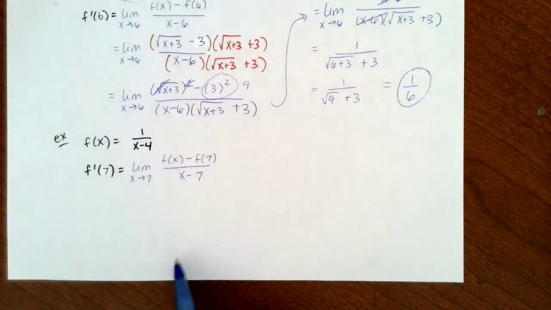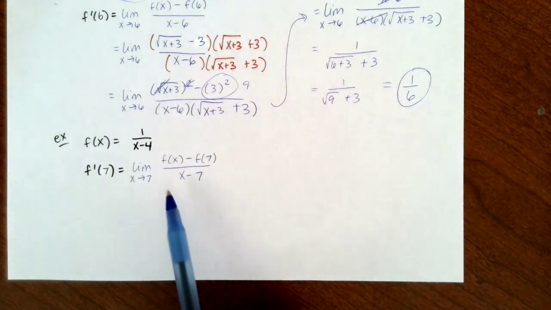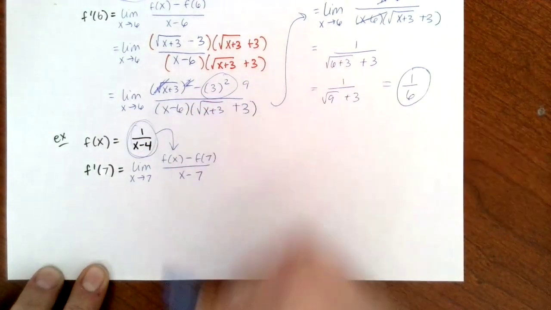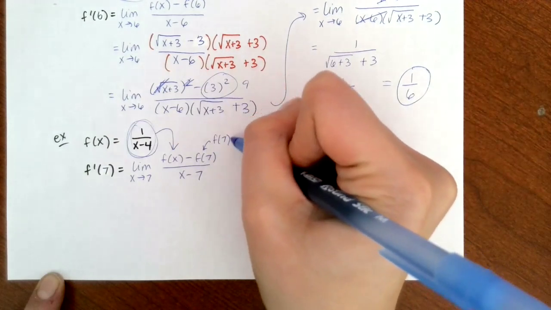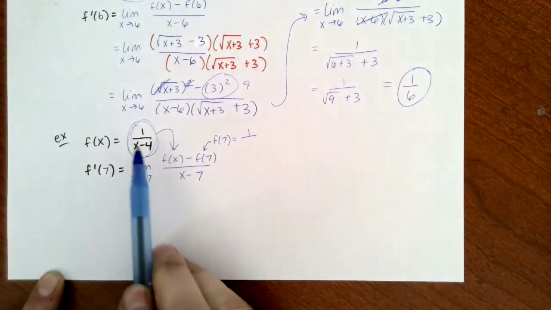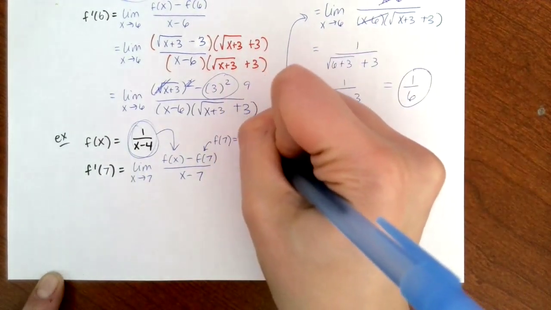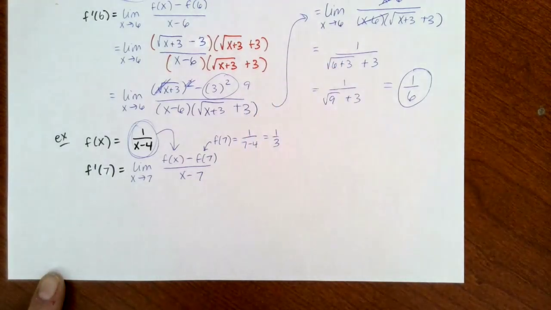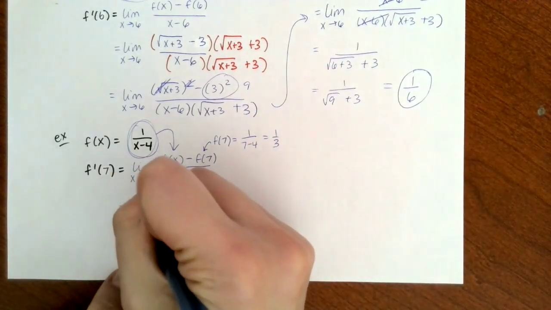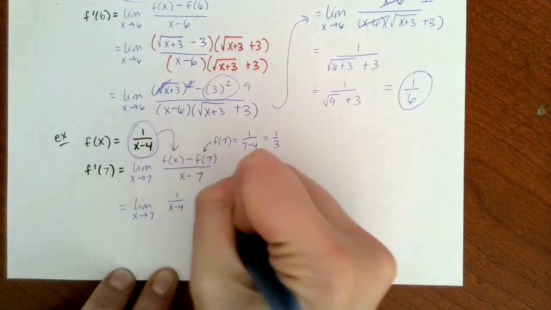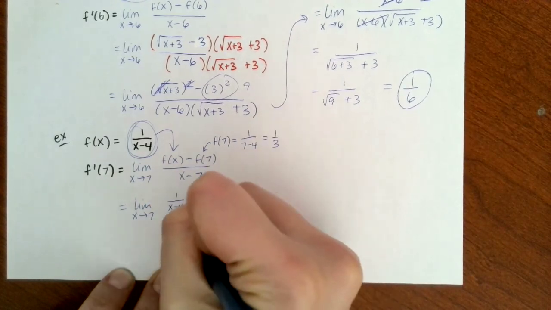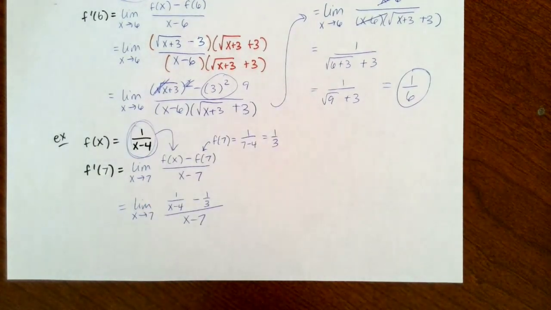And then now I need to fill in the 2 parts of the numerator. Regular f of x just gets filled in with the function formula itself. F of 7, I need to compute. I'm just going to plug in 7 for x right here. And I get 1/3. Okay, so let's see what that gives us. Limit as x approaches 7, 1 over x minus 4 minus 1/3 over x minus 7. And again, if I try to plug in 7 for x, I get 0 over 0.